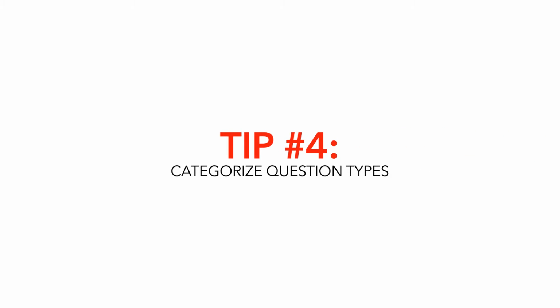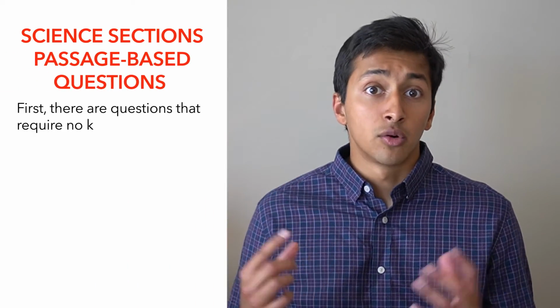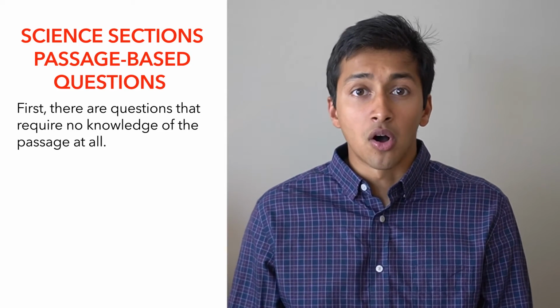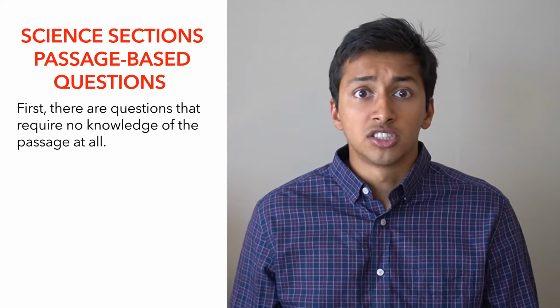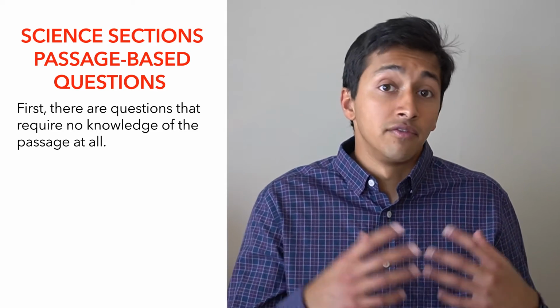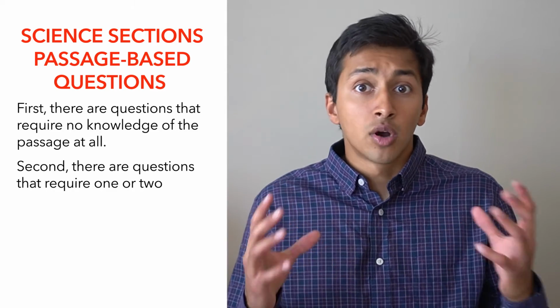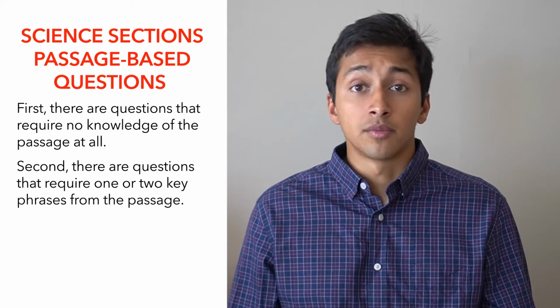Tip number 4, categorize question types. In MCAT science sections, passage-based questions typically fall into 3 types. First, there are questions that require no knowledge of the passage at all. These are discrete type questions that typically require memorization of content. Second, there are questions that require 1 or 2 key phrases from the passage.